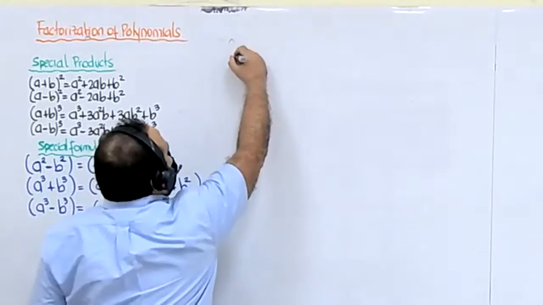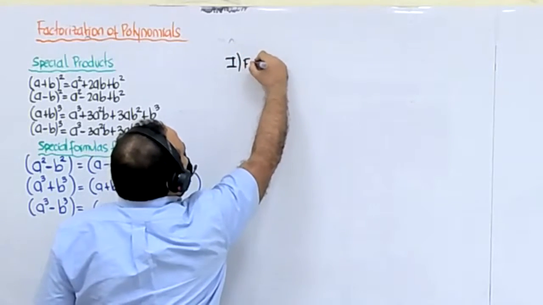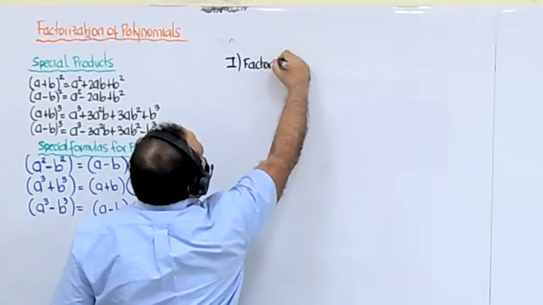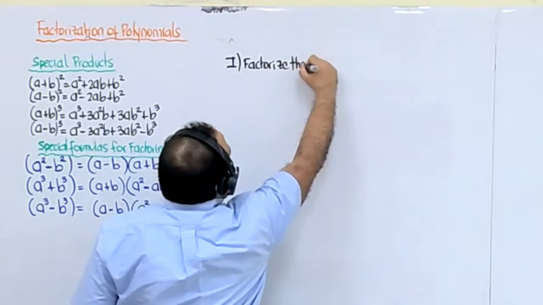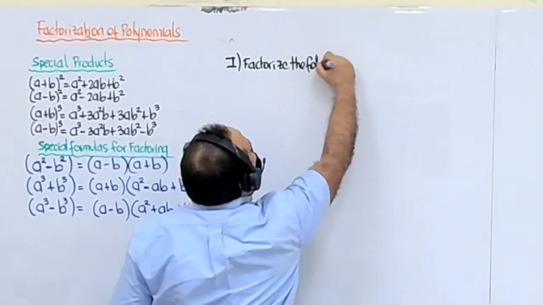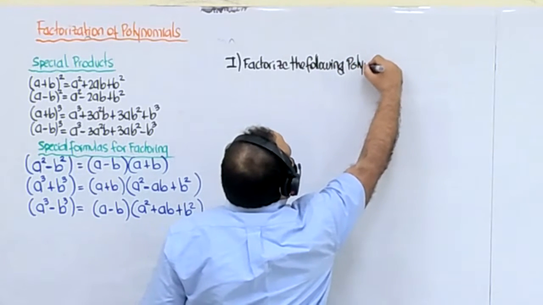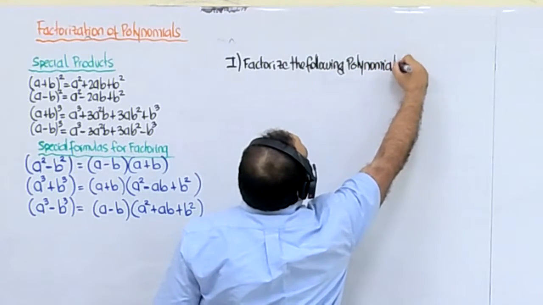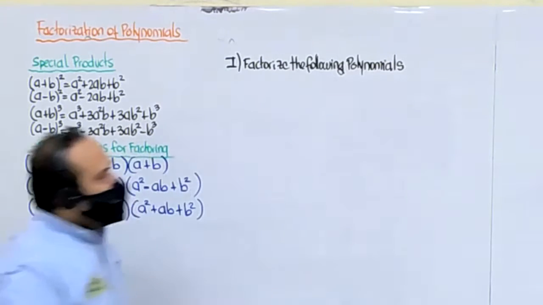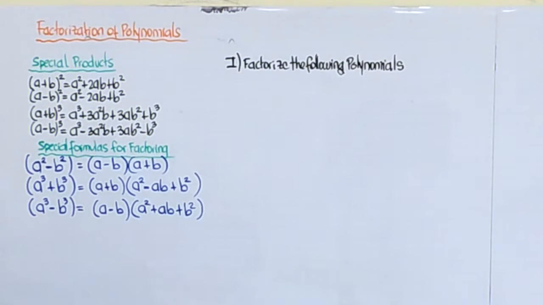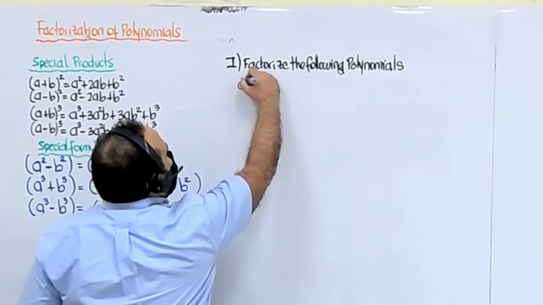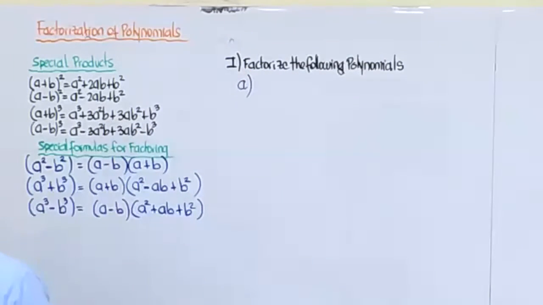In example number one, factorize the following polynomials. Okay, we're going to factorize the following polynomials. Okay, let's start with the first one, letter A. I'm going to give an example with an easier one, just because this is the beginning.